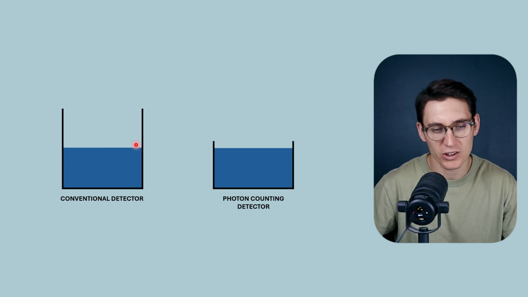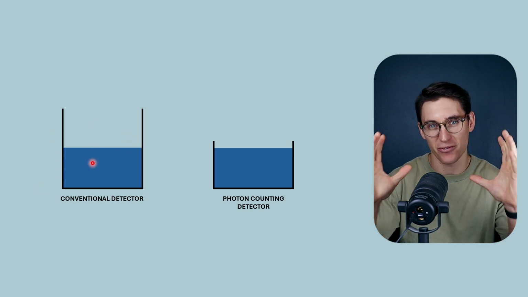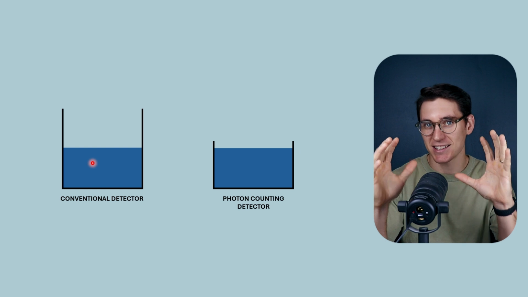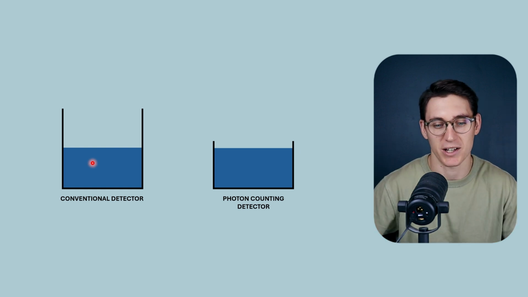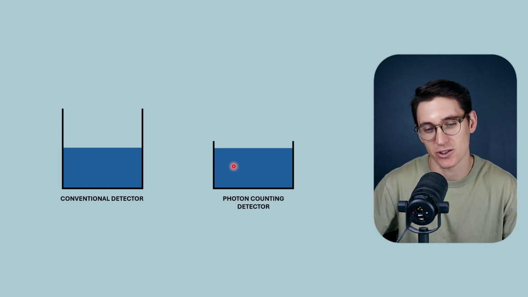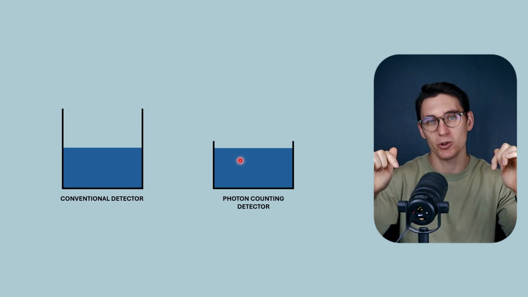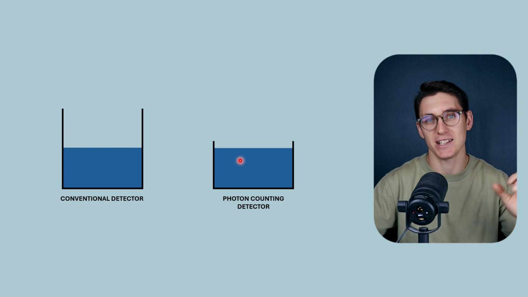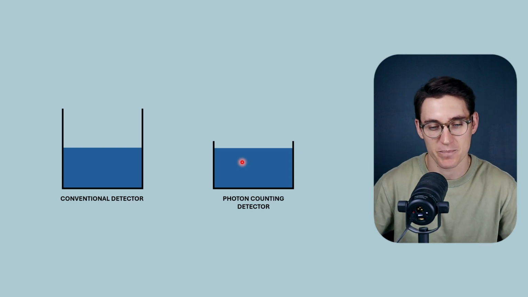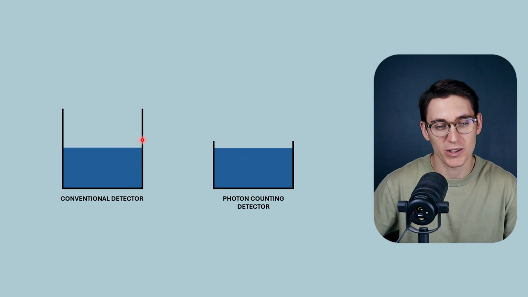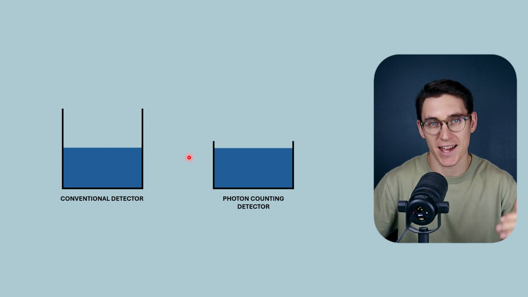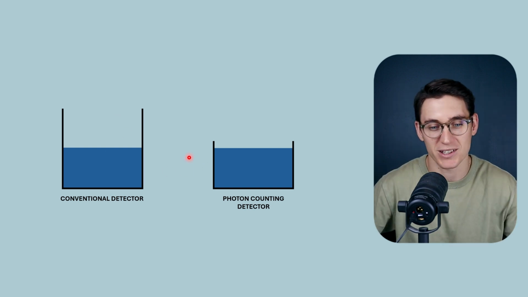If we think of the detectors as being buckets of water, they have some water in them. I've got the conventional detector on the left that's got a finite bucket that doesn't leak water. All the water stays in the bucket. And the photon counting detector on the right maintains a constant level of water. Every time new water is added, that water is going to leak out and the level is going to remain the same. Now what we're going to do is fill these buckets with X-rays. We're going to fill them with raindrops in this analogy.